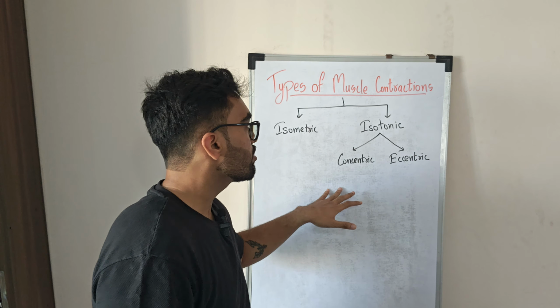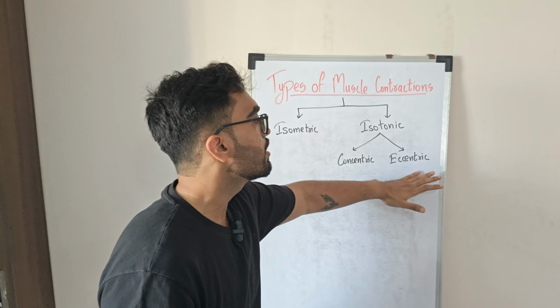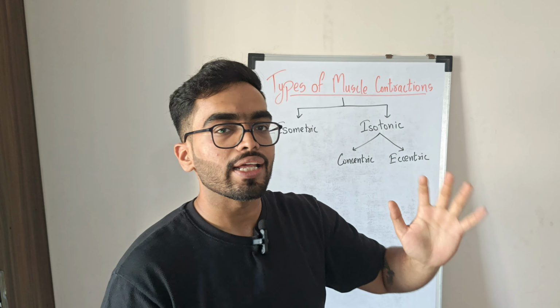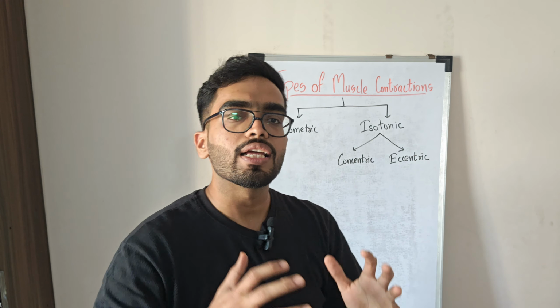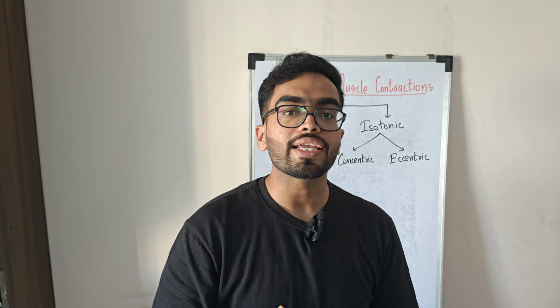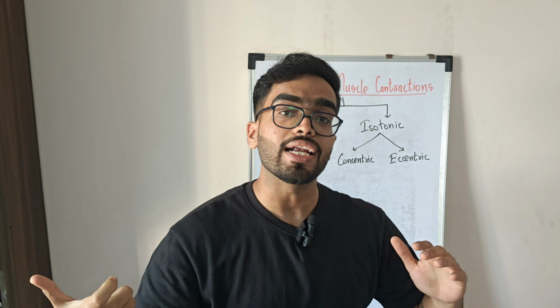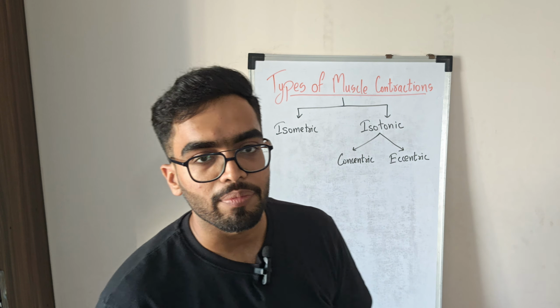There are two types of isotonic muscle contraction. These are the concentric muscle contraction and the eccentric muscle contraction. In concentric there is shortening of the muscle length. In eccentric there is lengthening of the muscle length. This is what everyone knows. But again, when does a muscle contract but it again gets lengthened? Why does that happen? So let's take an example.